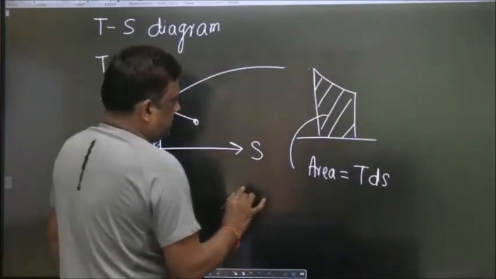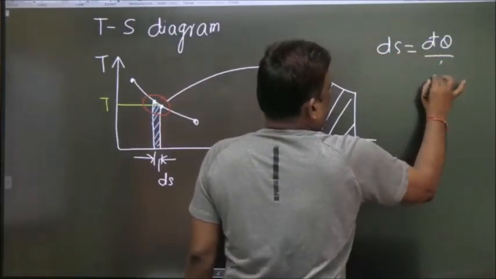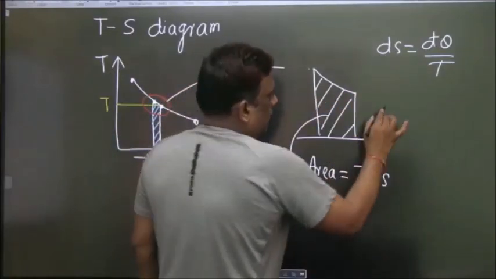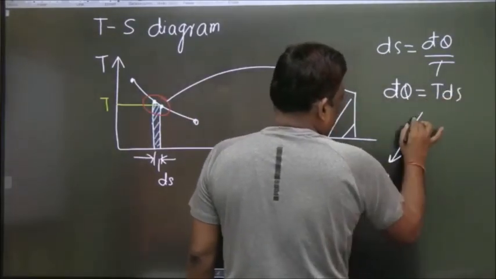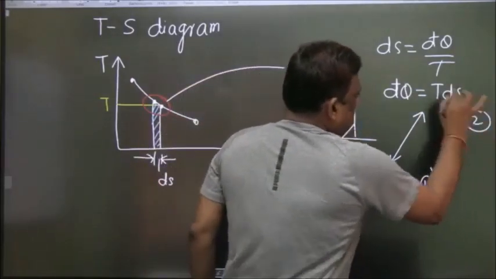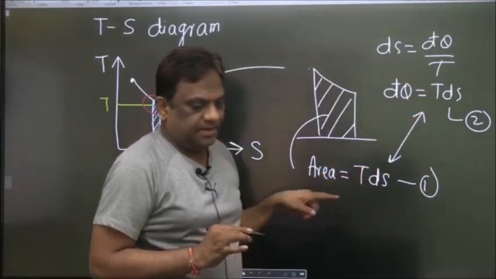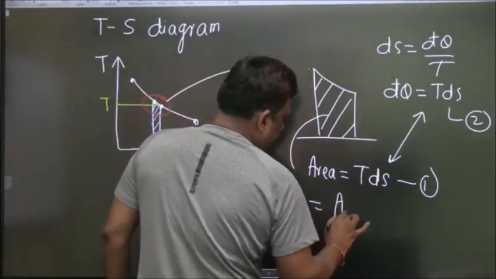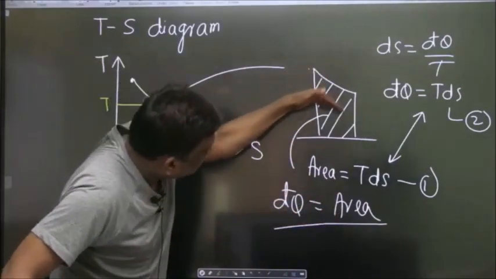We have already seen that ds is equal to d'Q by T. Yesterday we saw it is strictly for reversible processes. So for a reversible process, d'Q is equal to T ds. Now observe: the right-hand side of these two equations is the same, so the left-hand side should also be the same. Therefore, d'Q is equal to the area. What does it mean? It means the area under the curve.